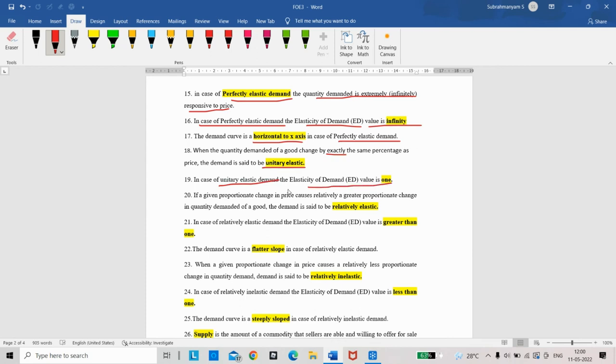In case of unitary elastic demand, the ED value is 1.